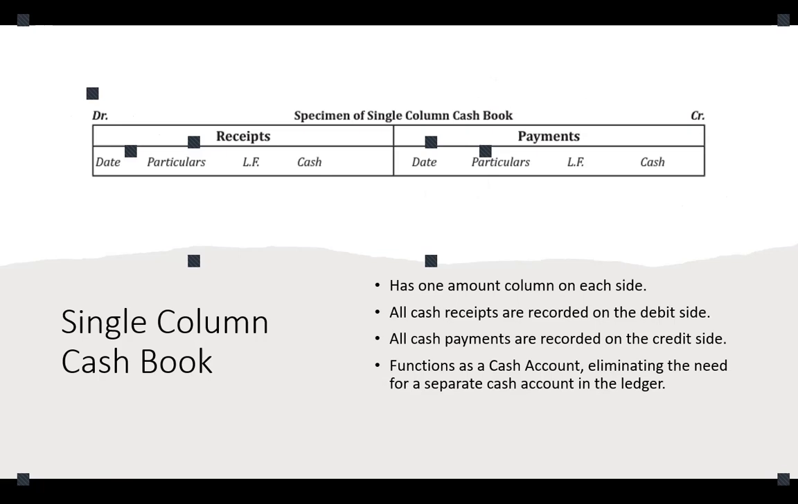So if you find any cash book which contains one column, that is a single column cash book. All cash received are recorded on the debit side, all cash payment are recorded on the credit side. It functions as a cash account, eliminating the need for a separate cash account in the ledger. So there will be no need of preparing a cash account in the ledger, because the subsidiary book itself gives you the opening and closing balance required for the purpose of trial balance. It shows the actual balance as on date whenever it is required. So it is the type of cash book that we call a single column cash book.